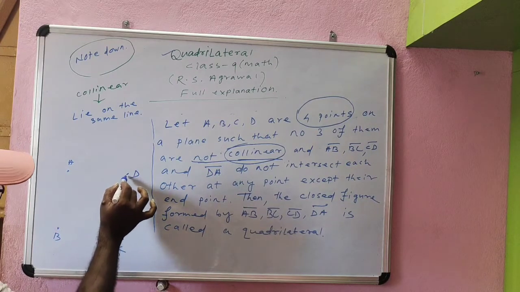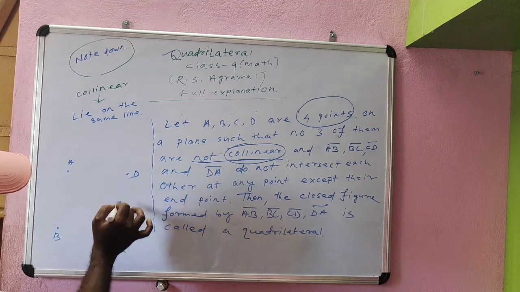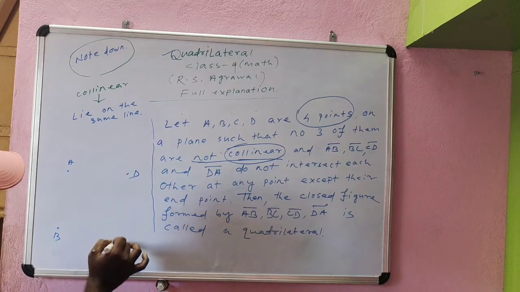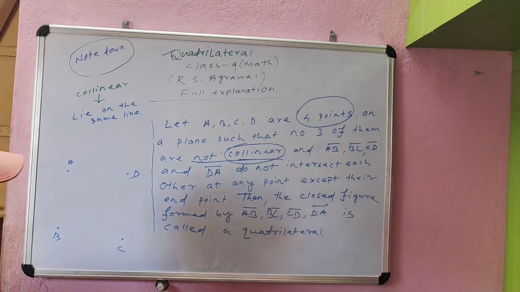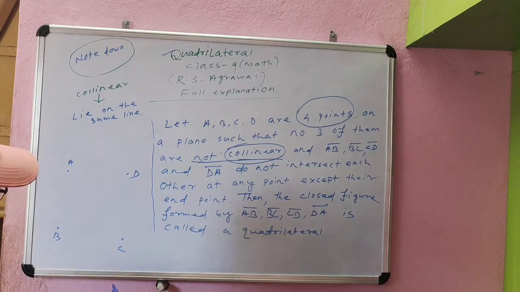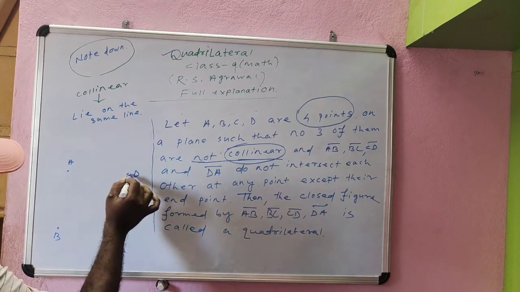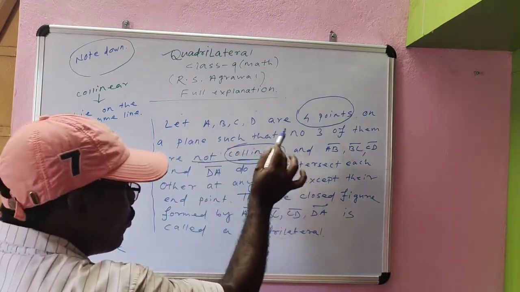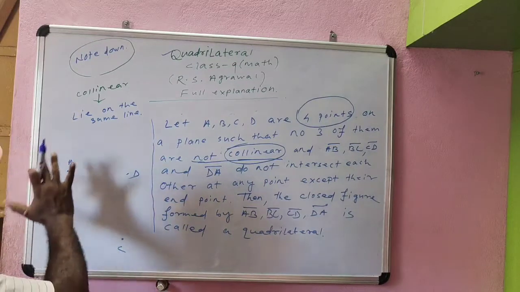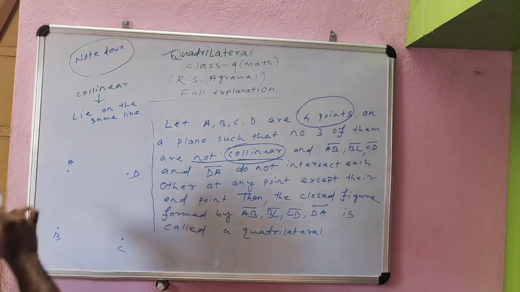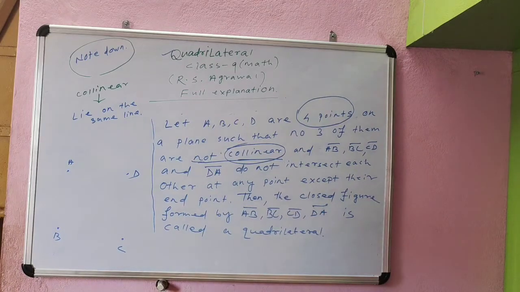Similarly, if you check these 3 points, then you see that these 3 points are also not collinear. Similarly, if you check these 3 points, they are not collinear. And similarly, if you check these 3 points, they are not collinear. So, ABCD are 4 points on a plane such that no 3 of these 4 points are collinear.